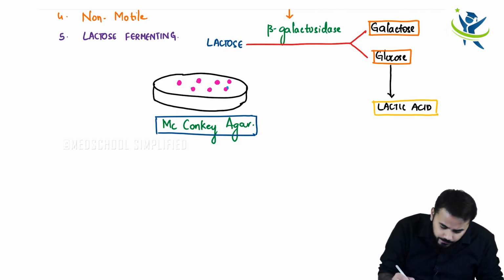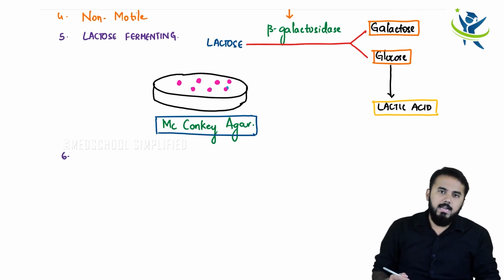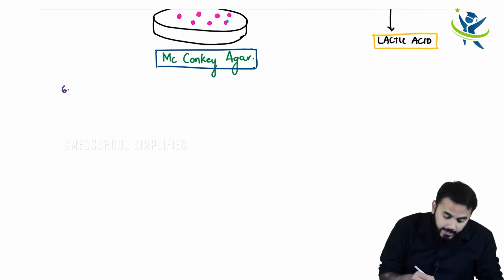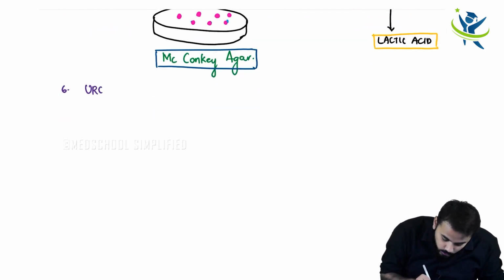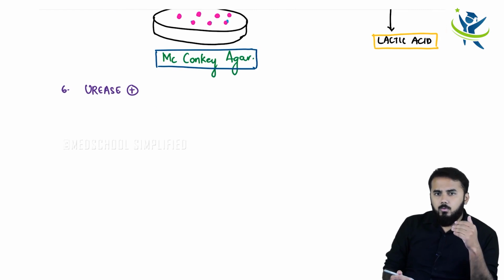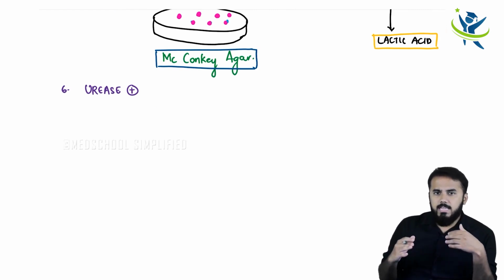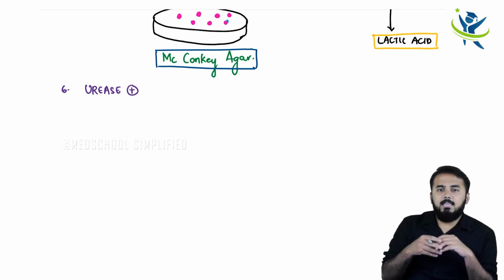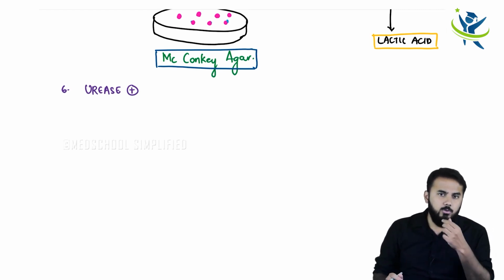Next important thing which you need to know and take into consideration is that this bacteria releases an enzyme called urease. So can I call this a urease positive bacteria? Yes. I'll explain what the function of urease is, what the reaction is, later on. I don't want to write it twice. This bacteria releases an enzyme called urease, so it is called urease positive.